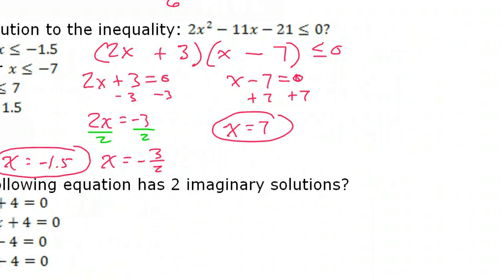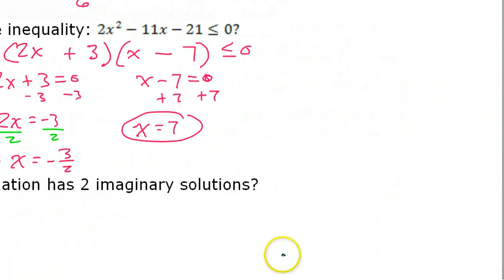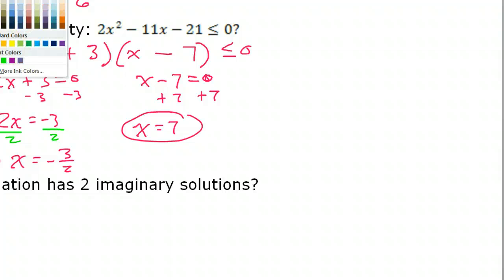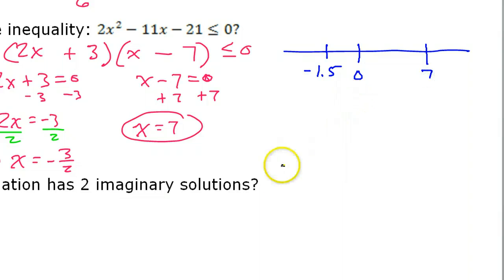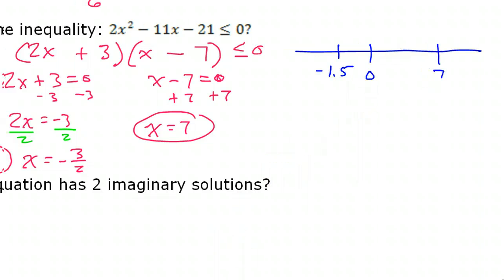Let's see, do I have space over here to do a graph? Yeah, let's do a graph over here. Okay, so let's make our own graph real quick. Let's say this is 0, and this will be our negative 1.5, and this will be our 7 over here. Okay, notice there's no y in this, so this is not a shading graph. This will be a number line graph. Okay, that's important to note.